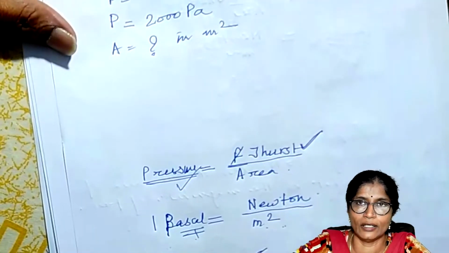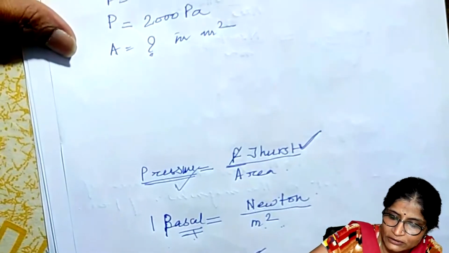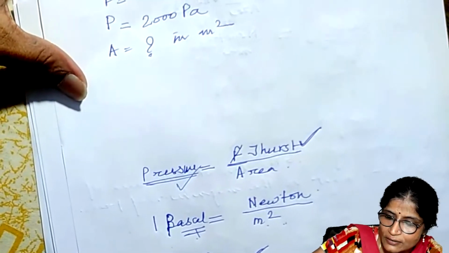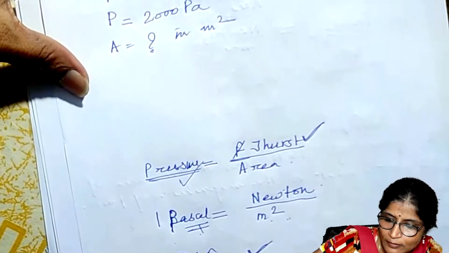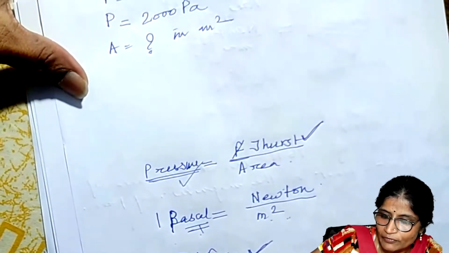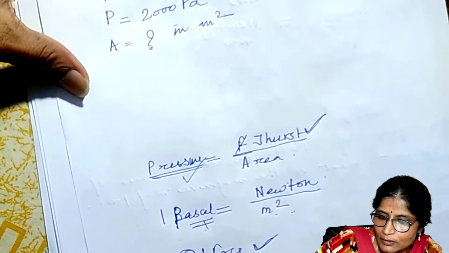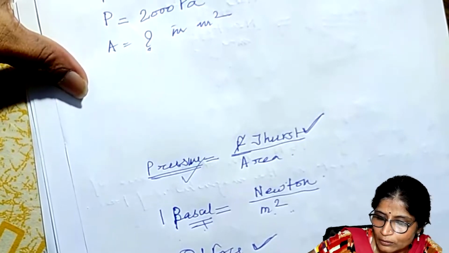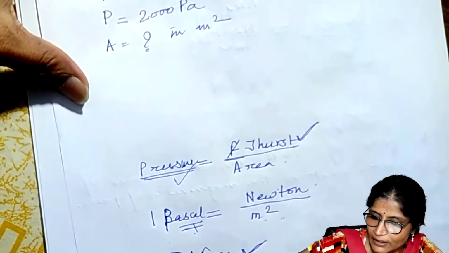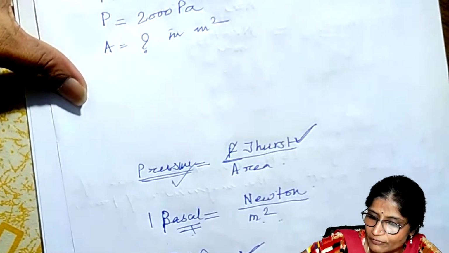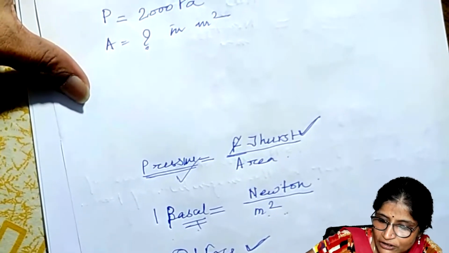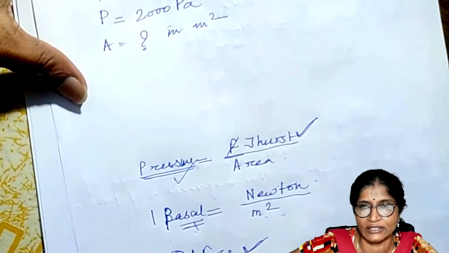Suppose this is a brick, and this surface is kept on the sand. In the next case, this one surface, this area of cross section, is more, and this surface is kept on the sand.